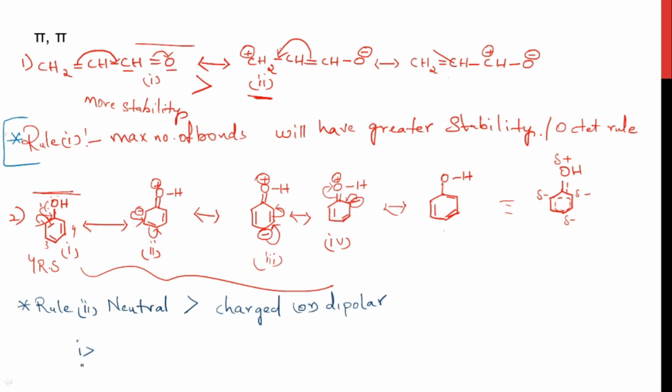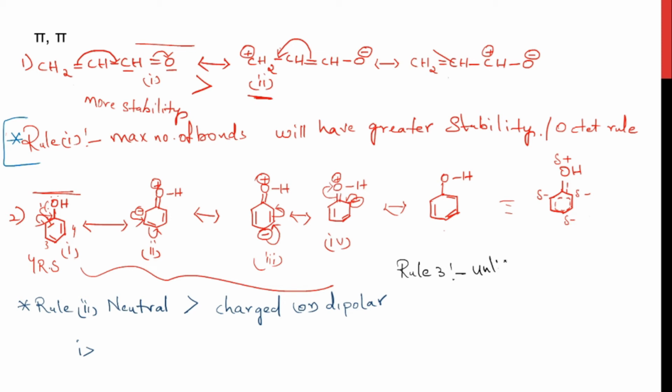Now all three of these resonating structures are dipolar in nature. They have a positive charge and a negative charge. So how do you differentiate between their stability? How do you know their order of stability? Here comes our third rule, which defines the order of stability. What is the third rule?